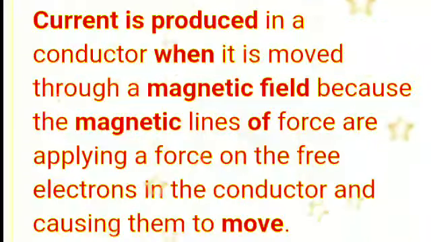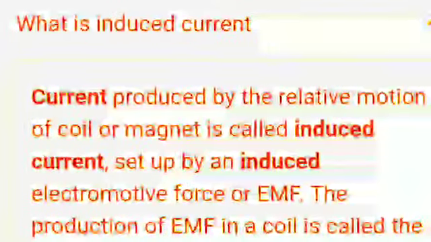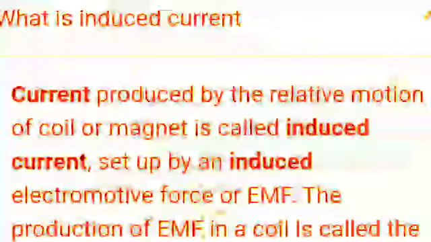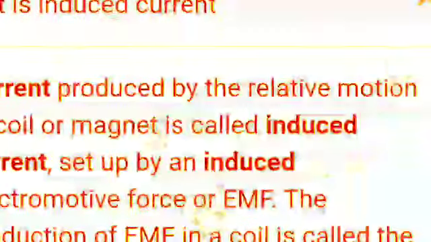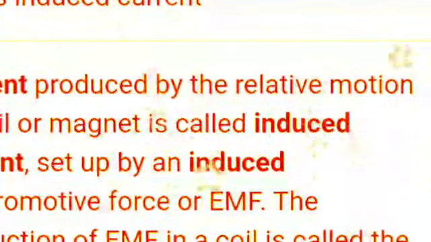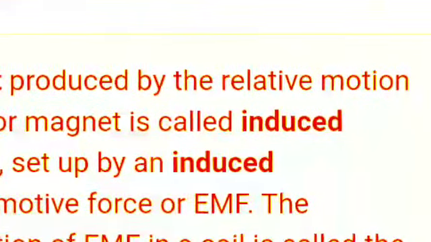Current is produced in a conductor when it is moved through a magnetic field because the magnetic lines of force are applying a force on the free electrons in the conductor and causing them to move. What is induced current? Current produced by the relative motion of coil or magnet is called induced current.